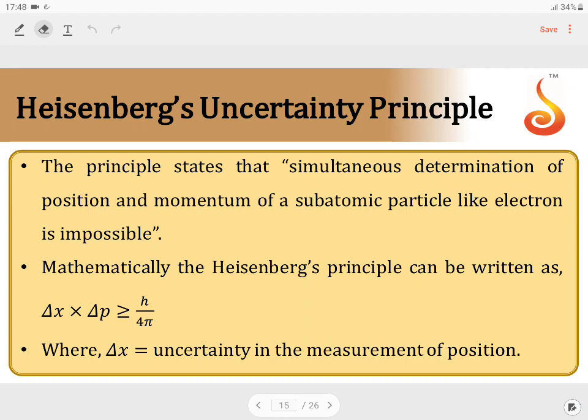Similarly, if you are trying to concentrate on momentum, and you find the momentum with high accuracy, then finding the position will have more error. You cannot find out position and momentum simultaneously. One you can find out at a time. Now, why is it so? Electrons and other microscopic particles are very minute. If you look at the electron itself, the mass of an electron is 9.1 into 10 power minus 31 kg. That is such a small particle.